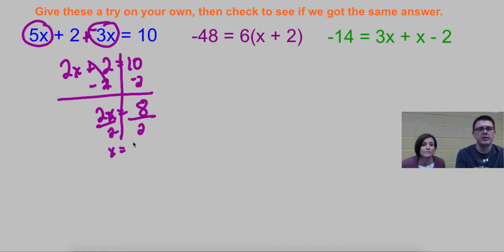Hopefully this solving of the two-step equations, when you get this part, hopefully this part's getting easy for us because we've done so much of it.